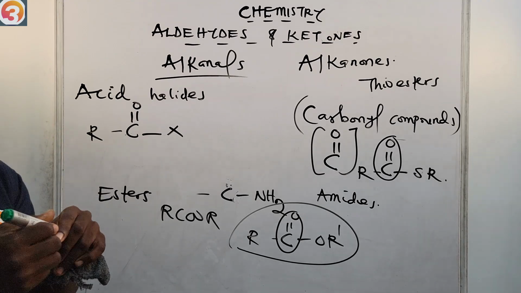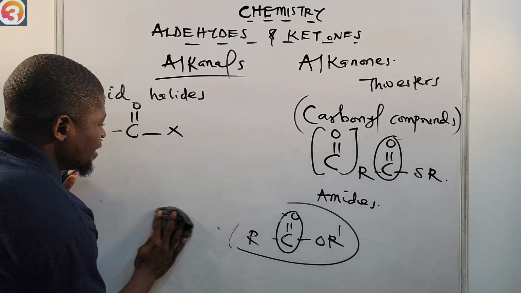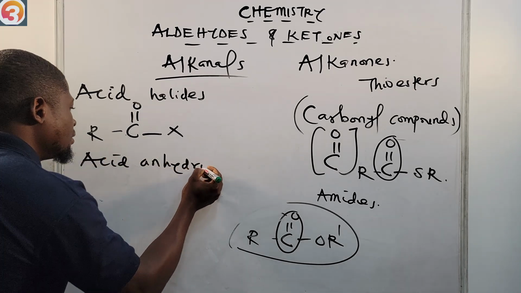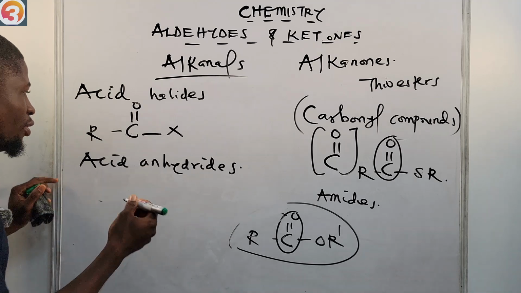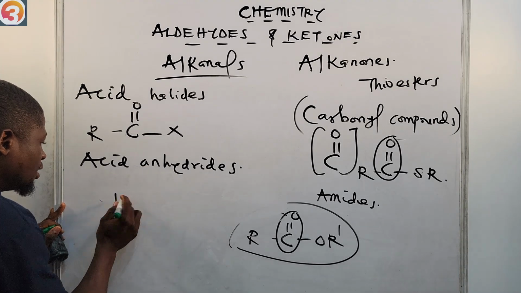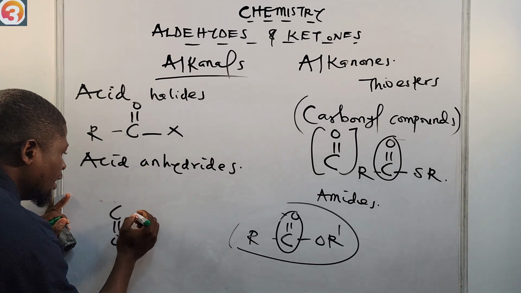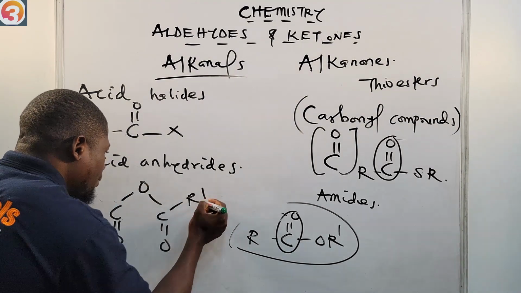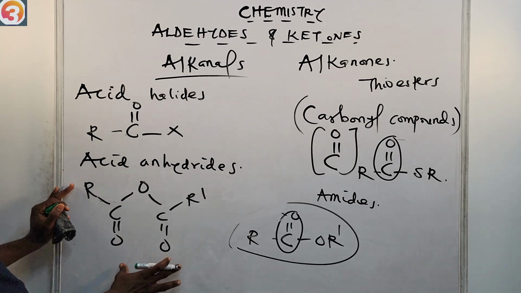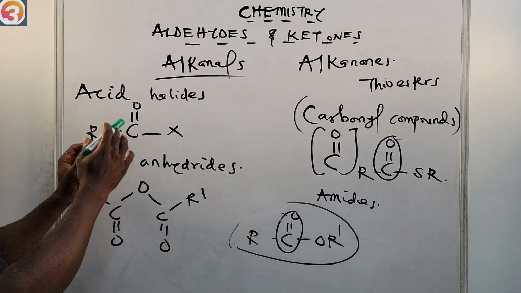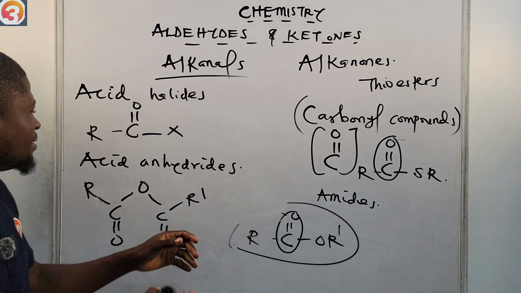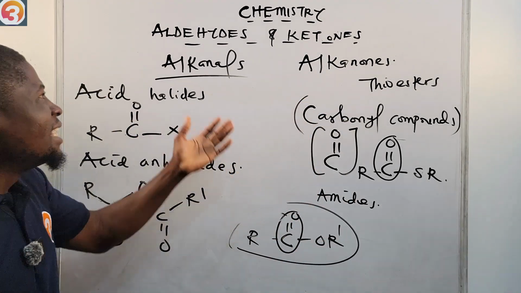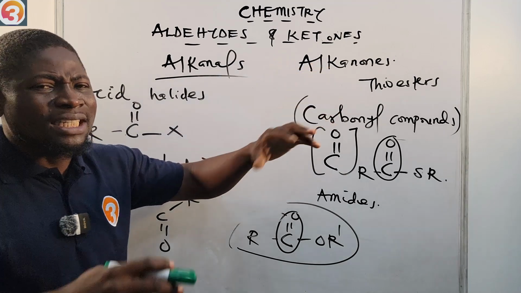We also have the acid anhydrides. Let me show you. This is acid anhydrides. The general formula is where you have your R, you have C double bonded to O, you now have O here, then C double bonded to O again, then your R prime. These are acid anhydrides and the likes. So all these carboxylic acids, acid halides, acid anhydrides, thioesters, esters, amides, alkanals, alkanones, they are all carbonyls.